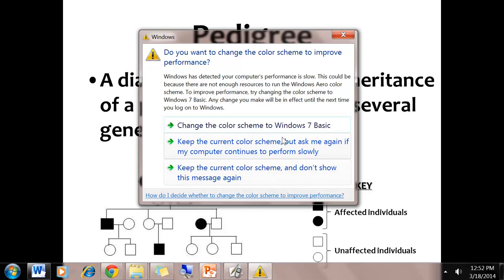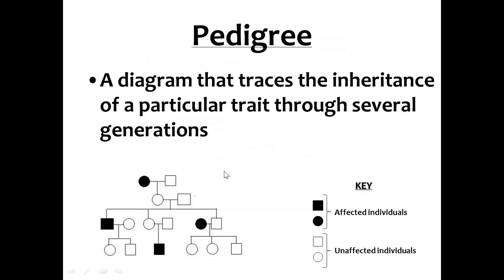Just a second. All right, sorry about that. I got something on my computer.